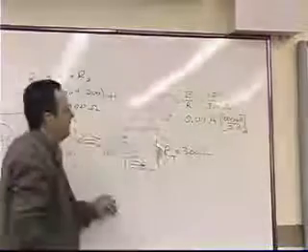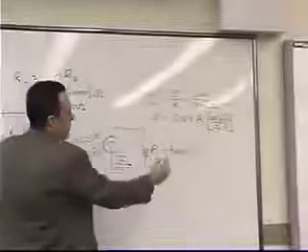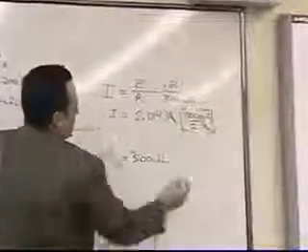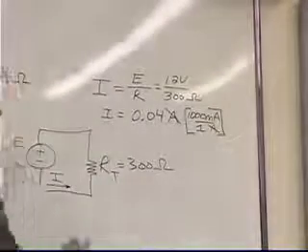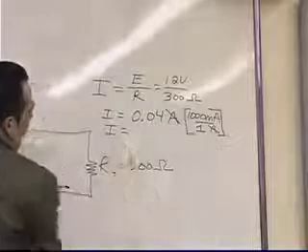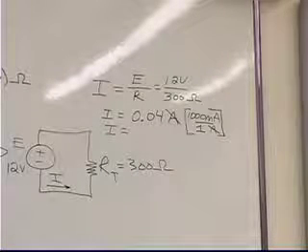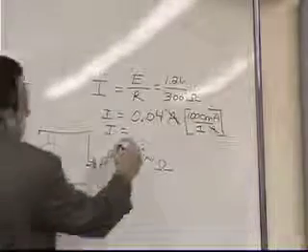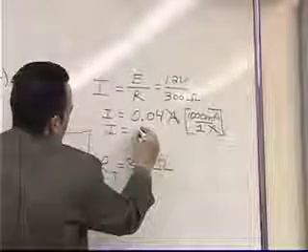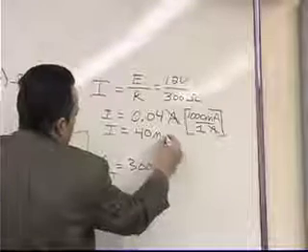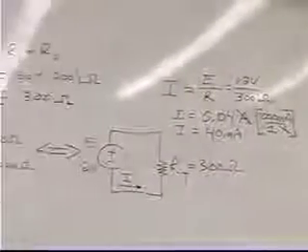There's 1,000 milliamps. So when you look at the dimensions, the amps cancel out, and you're left with milliamps. So when you do that conversion, the current is equal to how many milliamps? 40. So 0.04 amps is the same thing as 40 milliamps when you convert it into the metric system.